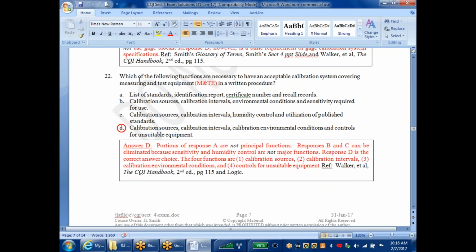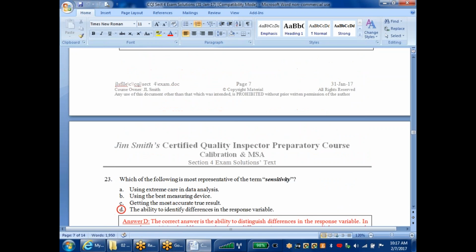Then 22, which of the following functions are necessary to have an acceptable calibration system covering measuring and test equipment in a written procedure? So this deals with written procedures. When you look at B and C, they can be eliminated because sensitivity and humidity control are not major functions. And D is really the right answer here: calibration sources, calibration intervals, calibration environmental conditions, and controls for unsuitable equipment. That's what's necessary to have in a written procedure.